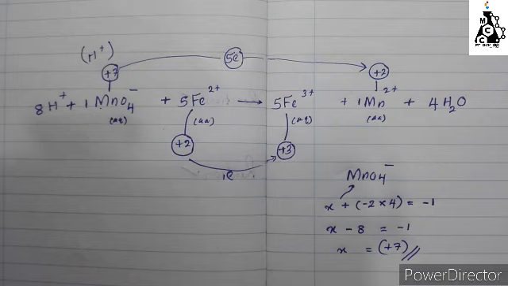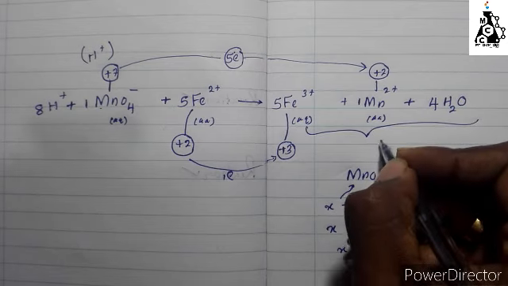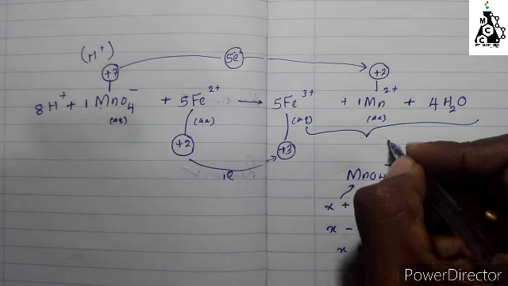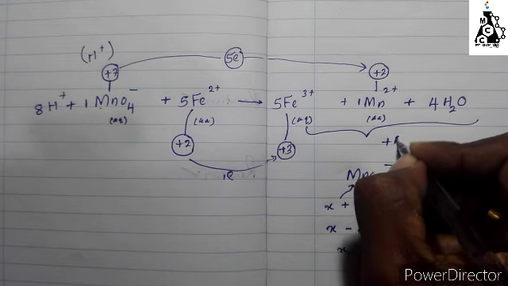Finally, you have to check whether the charges of the left hand side and right hand side also balance. On the right hand side, the final charge is plus 70.